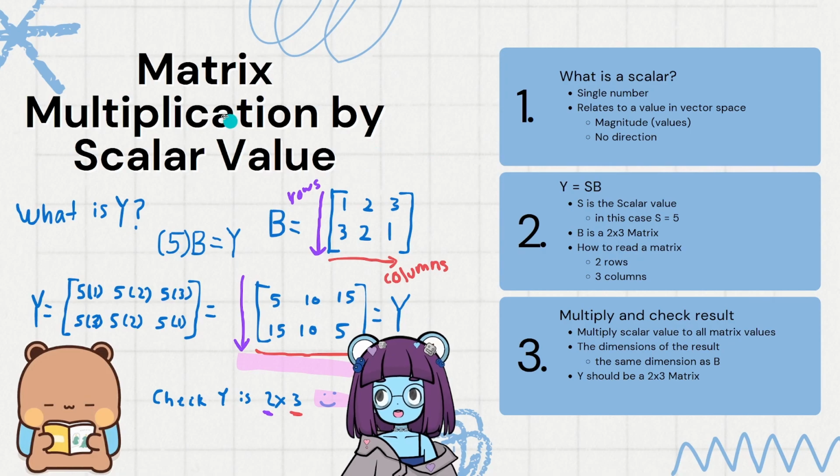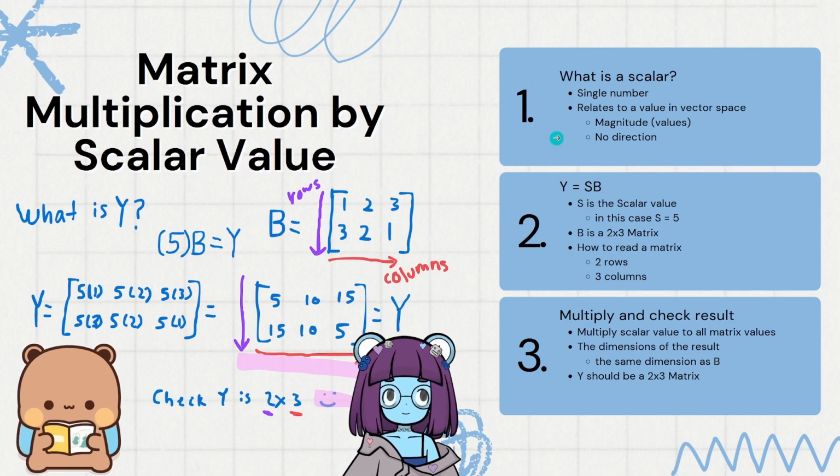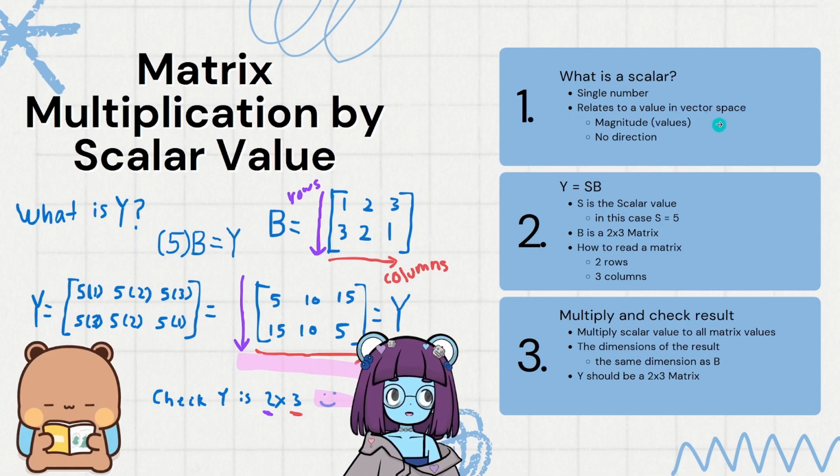So, matrix multiplication by scalar value. So what is a scalar? It's a single number, and it relates to a concept in linear algebra called vector space. For example, it has magnitude but no direction. So basically just note that there's only one value, and that this relates to value being in vector space.